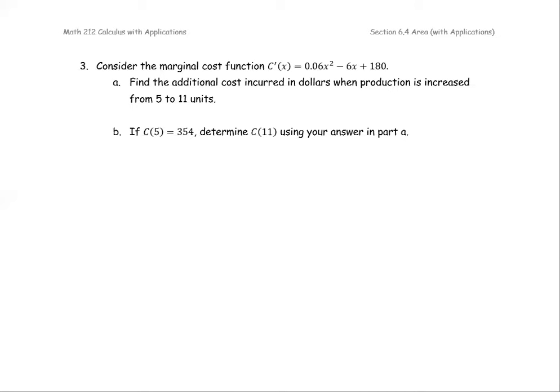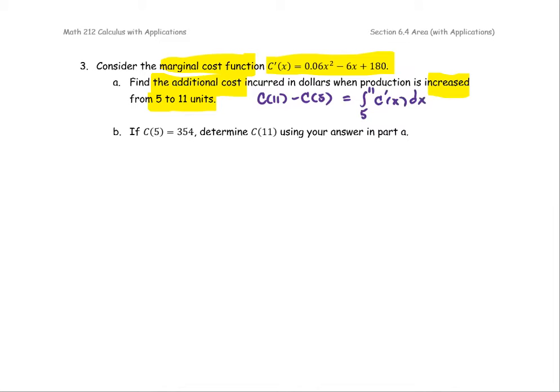Another example of the marginal analysis. In this problem, we consider the marginal cost function, C prime of x equals 0.06x squared minus 6x plus 180. Part A, we are going to find the additional cost incurred in dollars when production is increased from 5 to 11 units, which means we are going to find the difference of the cost of producing 11 items and the cost of producing 5 items, which is technically the definite integral from 5 to 11 of the marginal cost with respect to x.